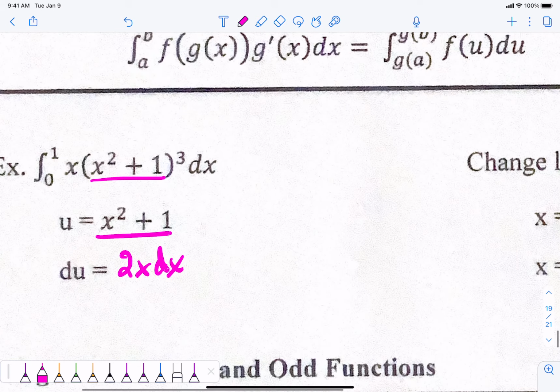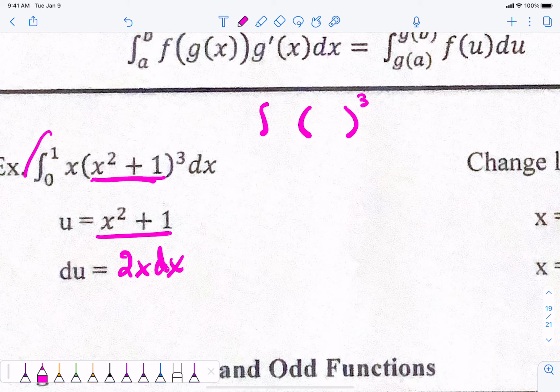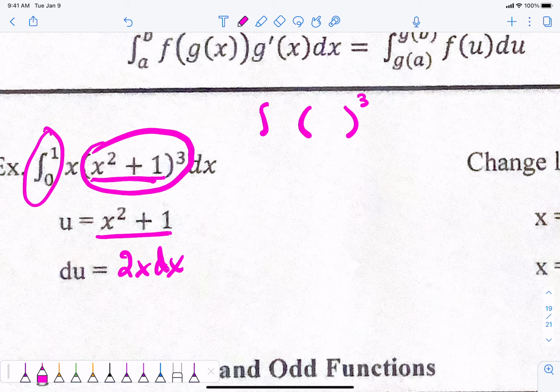And then we're going to start plugging stuff in. So I've got my integral. I'm not going to write my limits down. I've got this stuff cubed. So I've swapped him out, and now I'm going to deal with him. What does he change to be? x squared plus 1 to the third power is now u to the third power, because we're changing him, making him look a little nicer.